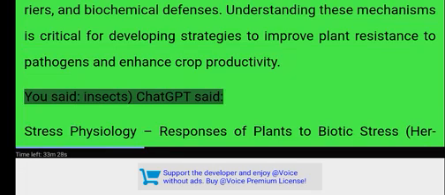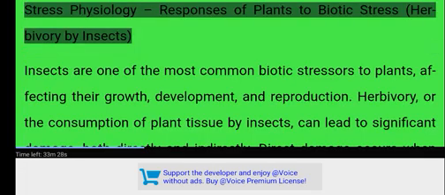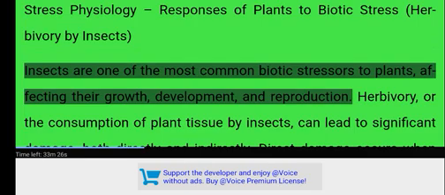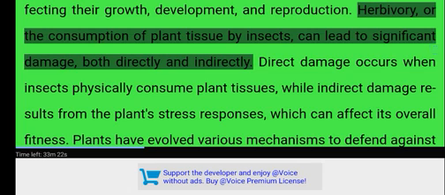Insects. Stress physiology. Responses of plants to biotic stress. Herbivory by insects. Insects are one of the most common biotic stressors to plants, affecting their growth, development, and reproduction. Herbivory, or the consumption of plant tissue by insects, can lead to significant damage, both directly and indirectly.